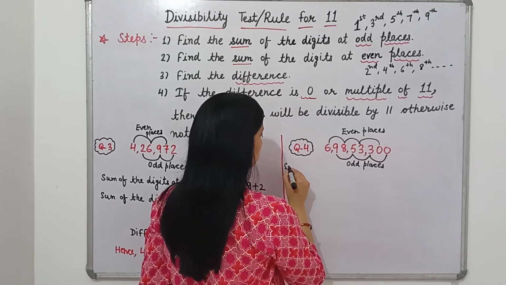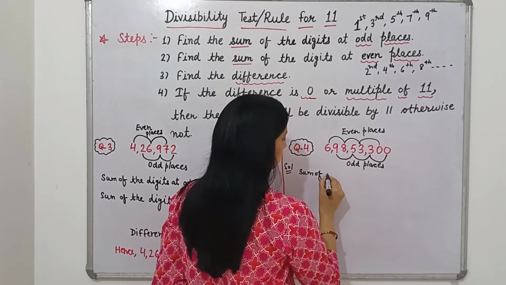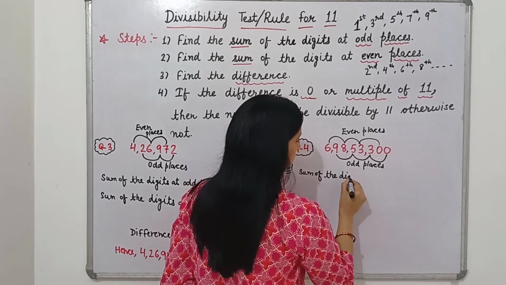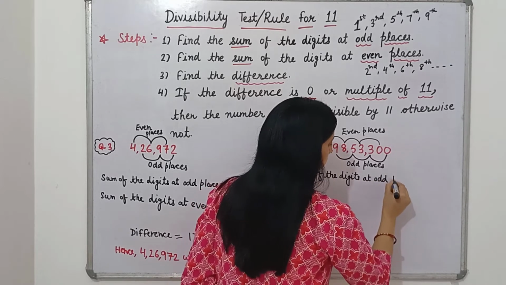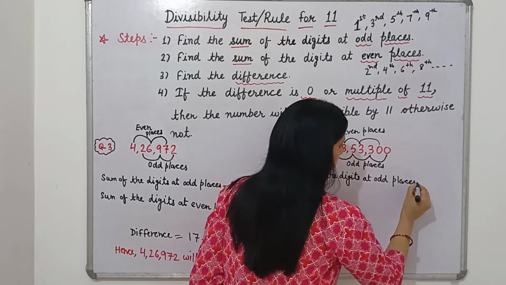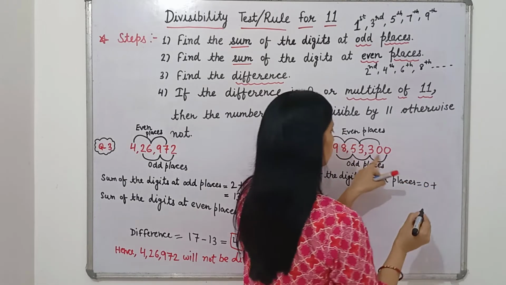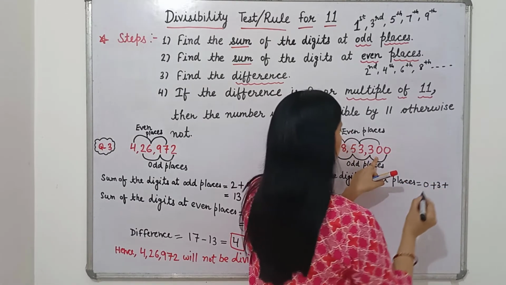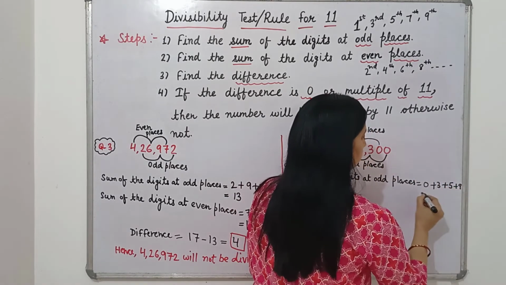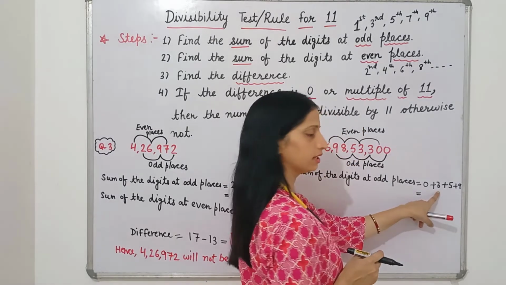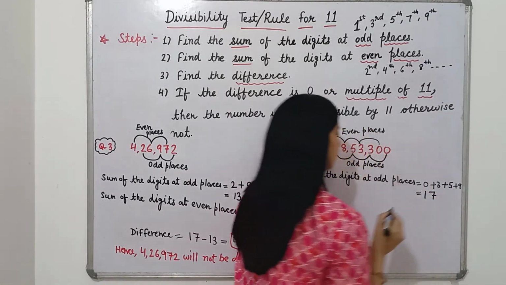Now start the solution. So sum of the digits at odd places. So let's write the digits here. Then we will find out the sum. 0 plus 3 plus 5 plus 9. Let's add them. 0 plus 3 will be 3. 3 plus 5 is 8 and 8 plus 9 is 17. So we will get 17.